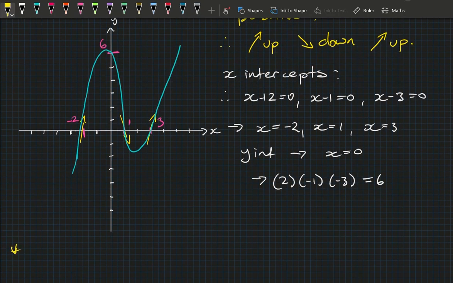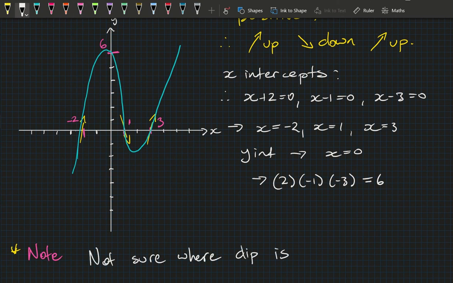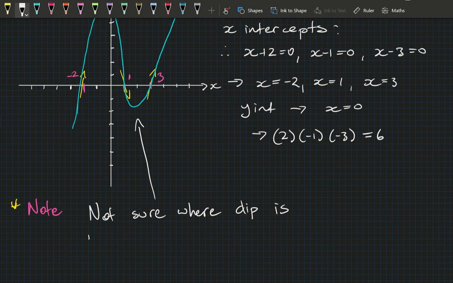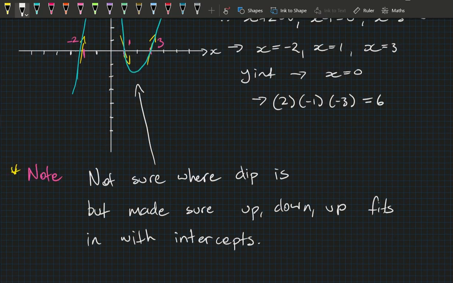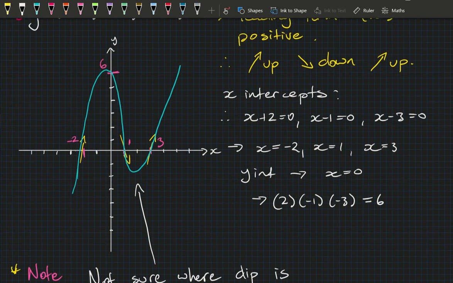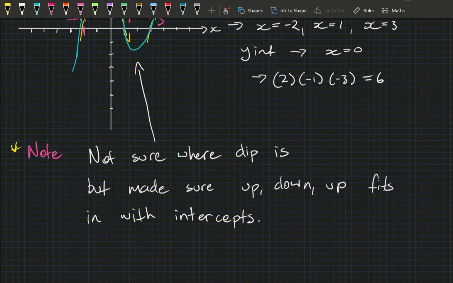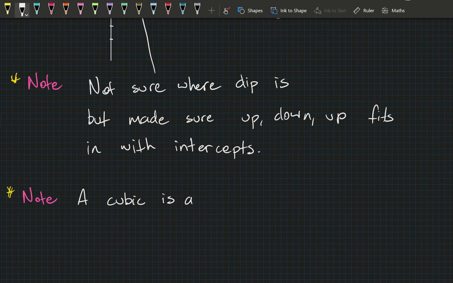All right, so let's just note that we don't know where that dip is, but we have made sure that we followed the up, down, up, and that fits in with the intercepts. The other thing to have a look at is that a cubic is a function, right? So we need to make sure that it doesn't fail the vertical line test. So let's just note that down. A cubic is a function, so make sure that you don't fail the vertical line test.